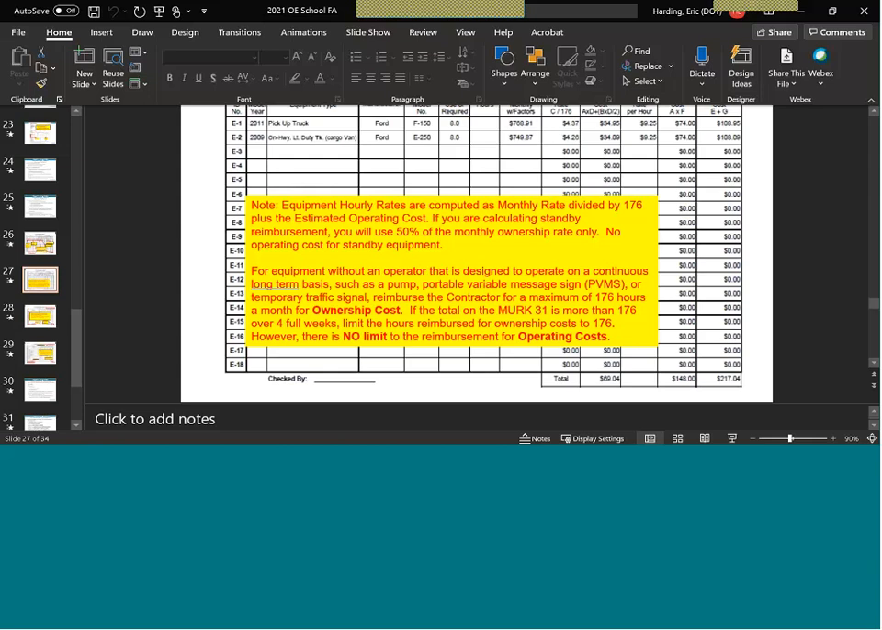So if you have a signal, it's running 24/7, temporary signal running 24/7, you're just going to reimburse the contractor for a maximum of 176 hours for ownership cost for that 4-week period.